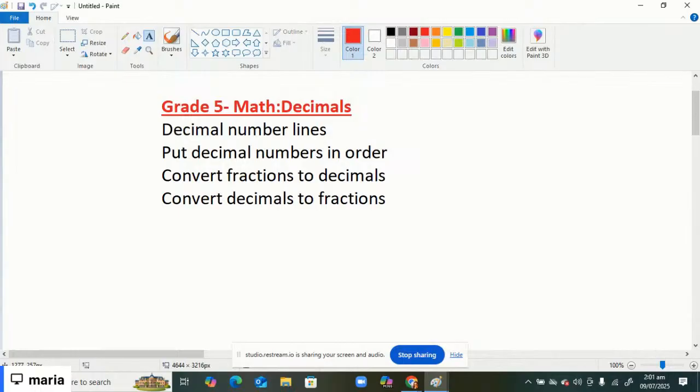So today we are here for grade 5 maths. The chapter we discuss today is decimals, and here is the list of the lessons. The first lesson we cover is decimal number lines. Put decimal numbers in order. Convert fractions to decimals and convert decimals to fractions.